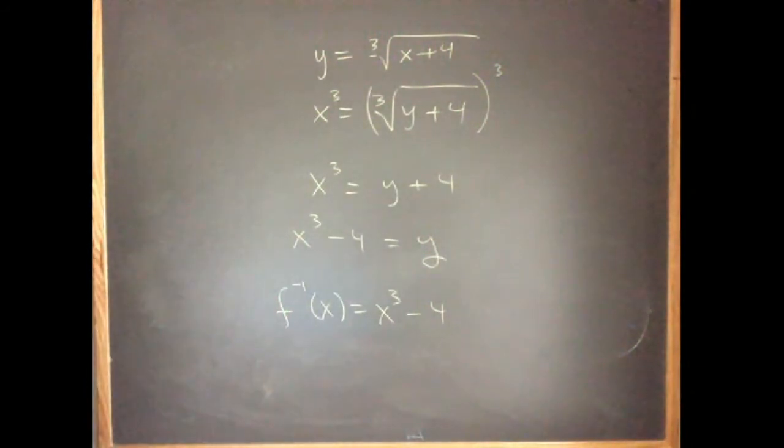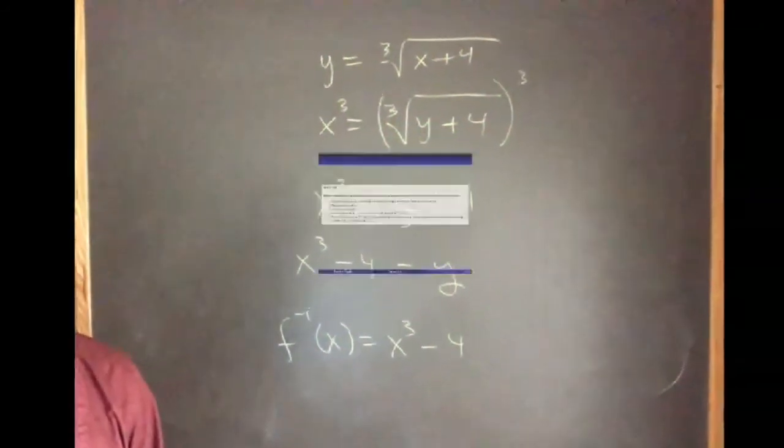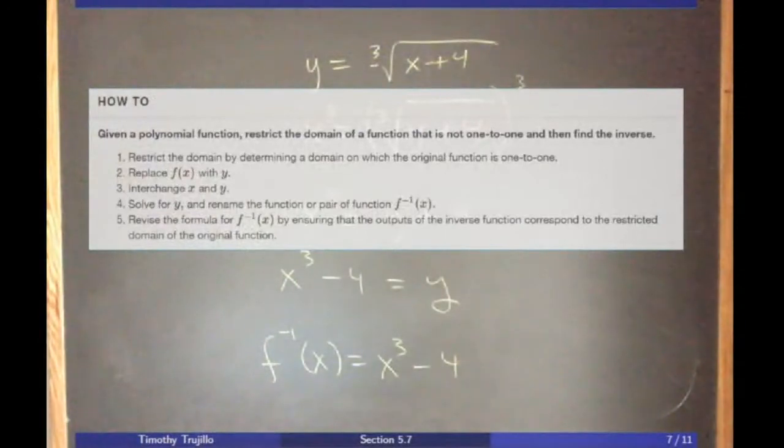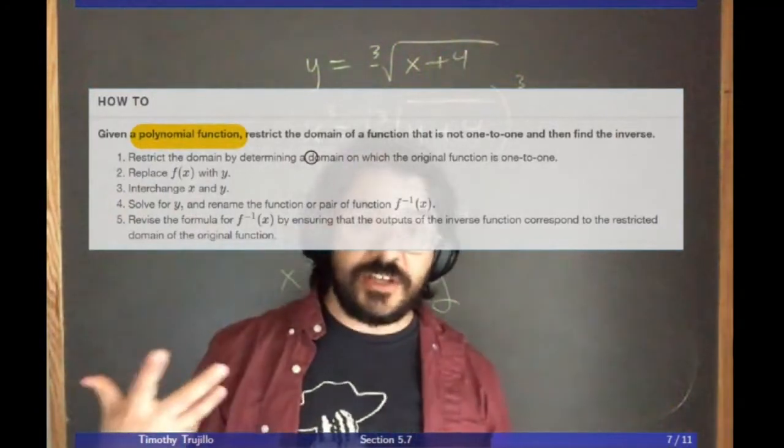But there are instances when we won't have functions that are 1-to-1. Okay, so let me go ahead and talk about the process for how to deal with that, and then we'll go through an example, okay? So let's say you have a polynomial, and the polynomial you're looking at is something that does not pass the horizontal line test. In other words, it doesn't actually have an inverse.